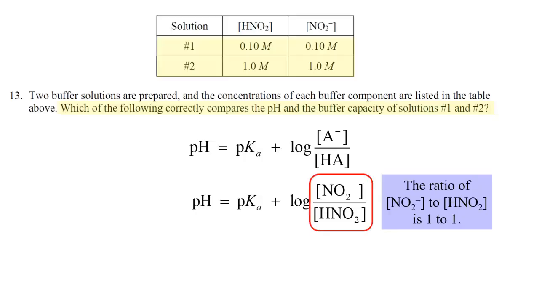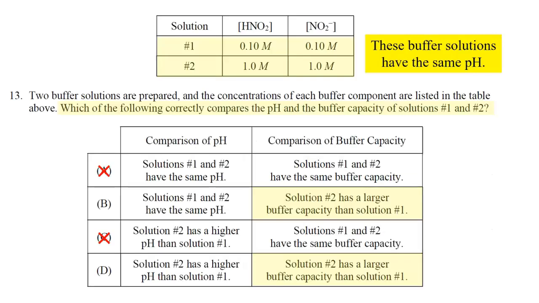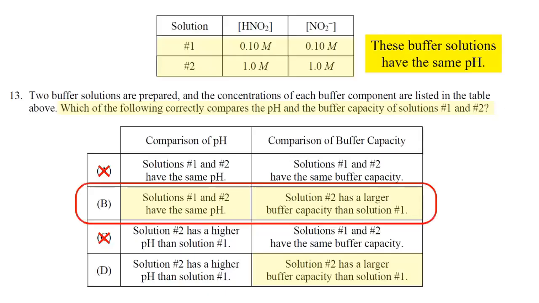But look at that ratio. The ratio of the NO2 minus ion to HNO2, it's 1:1. So pH equals pKa for both solution 1 and solution 2 because the ratio is 1. So these buffer solutions have the same pH. So the correct answer to question 13 is the following. Same pH, but larger buffer capacity for solution 2. So the correct answer to question 13 is choice B.